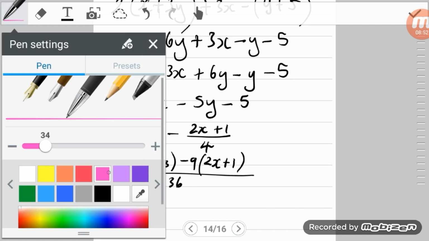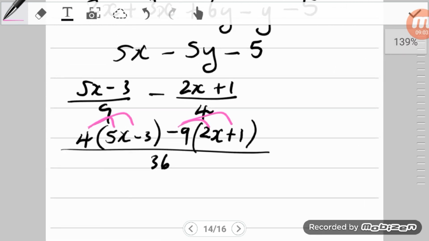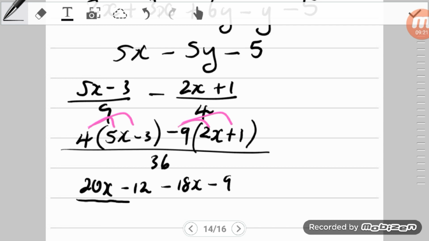And we put that into a parenthesis. Now, all we have to do is simply follow the basic rules of distribution. Distribute what is on the outside of the bracket to what is inside. So we have 4 multiplied by 5x, that's going to give us 20x. And 4 multiplied by minus 3 is minus 12. Minus 9 times 2x is minus 18x. And minus 9 times 1 is minus 9. Do not forget to rewrite your denominator because you're not solving an equation, you are simplifying the expression.